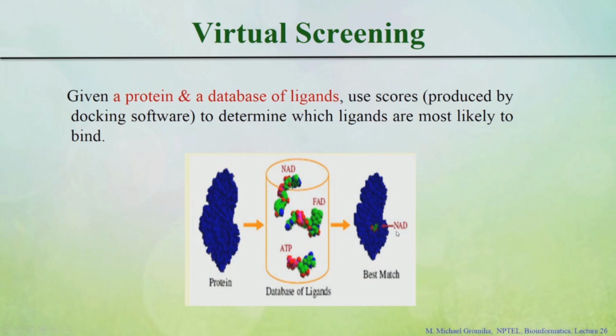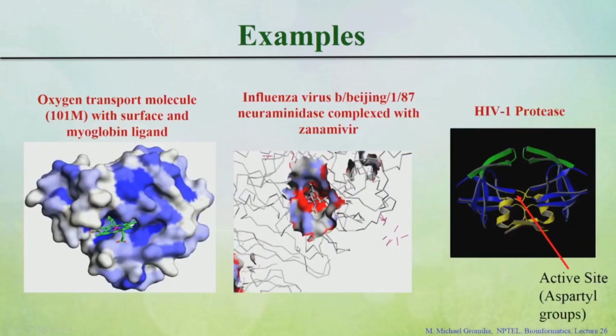NAD, right? You can see the NAD is found to be the best match, at least for this combination, for this protein from this list of ligands. I show some more examples. These are data of the oxygen transport molecule, the surface and the myoglobin ligand, and here you can see influenza virus B, the neuraminidase complex with the zanamivir. This is zanamivir here, this is the protein site, how they fit in the core.